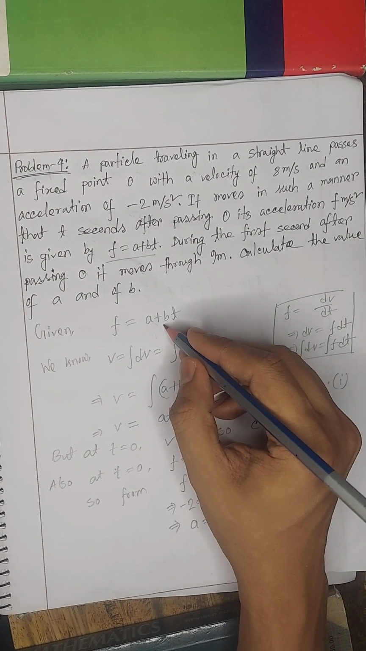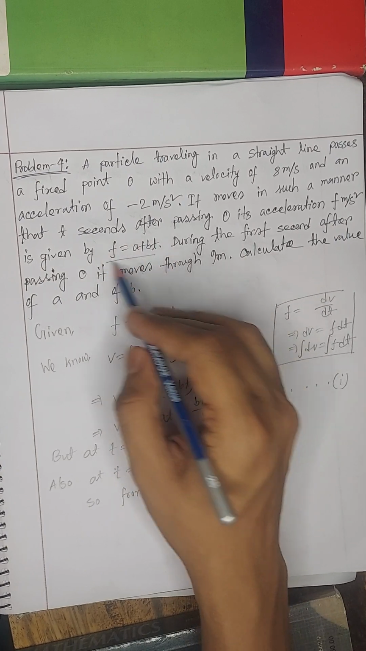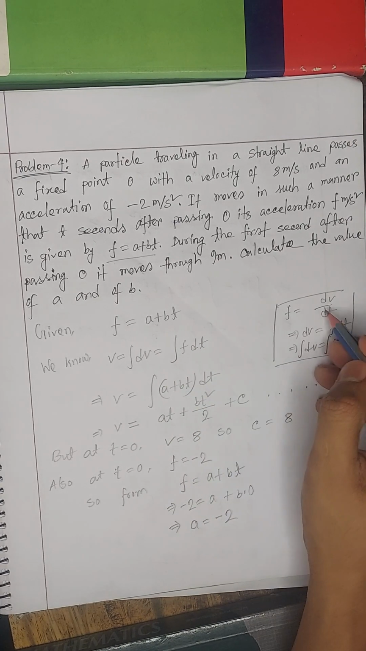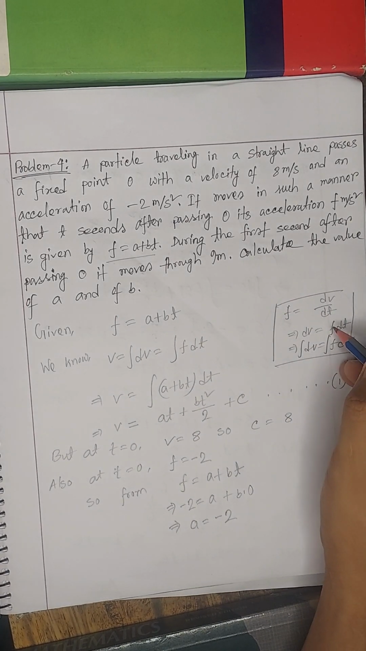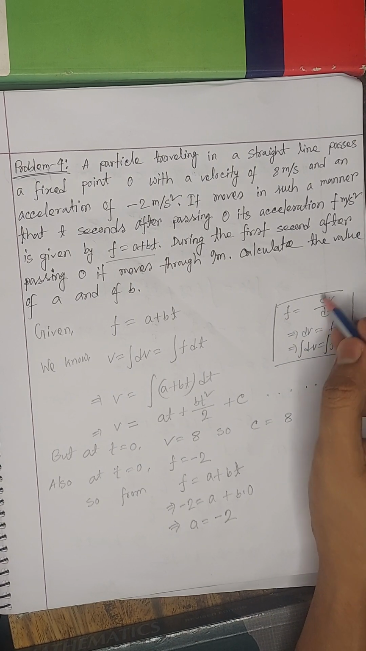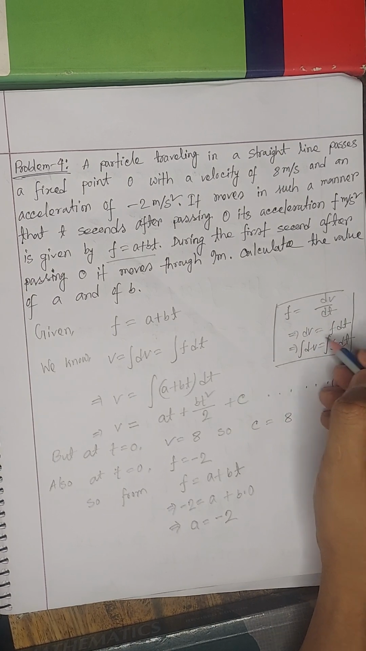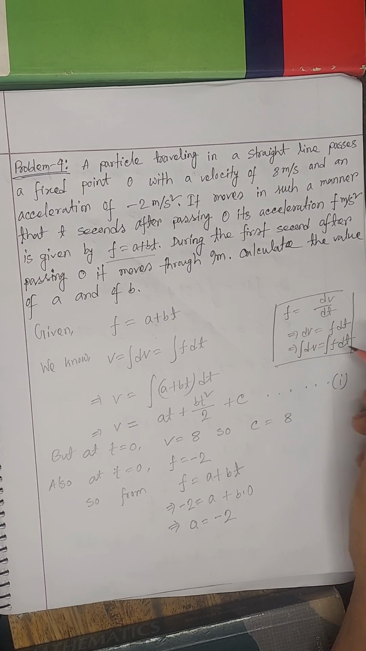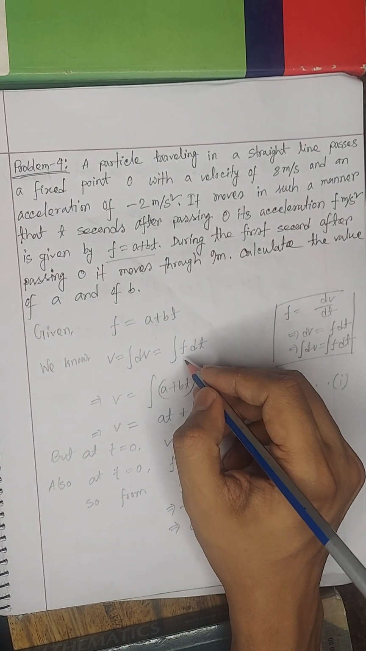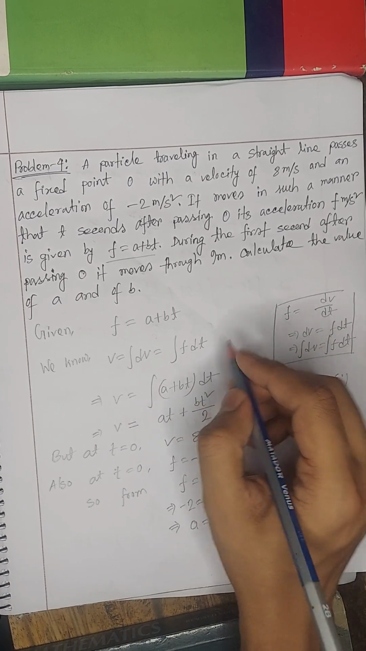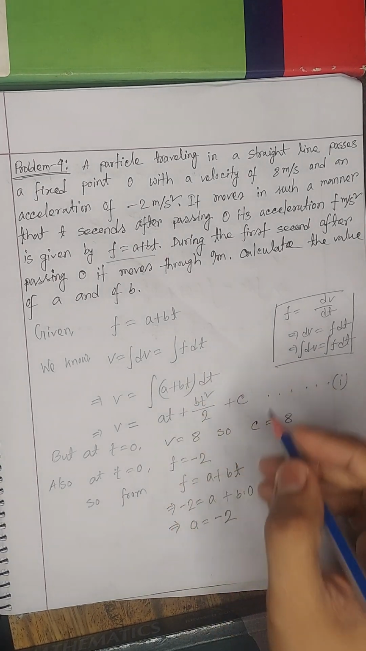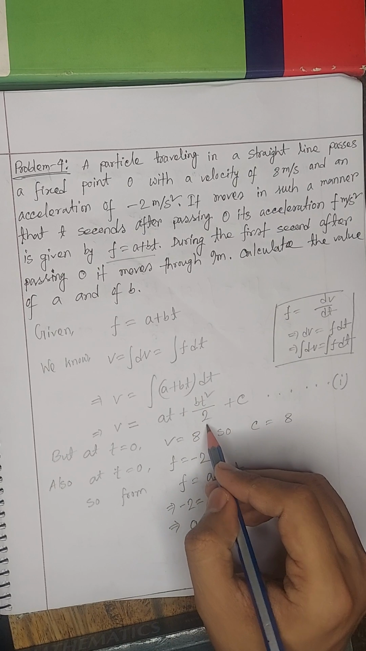So notice here f is a plus bt, right? We have been given an expression for acceleration. We know f is equal to dv by dt, and if we change it, we get dv is equal to f dt, and if we apply integration on both sides, we will get the velocity, right? Here the value of f is a plus bt, and if we integrate, then we get v is equal to at plus bt square by 2 plus c.